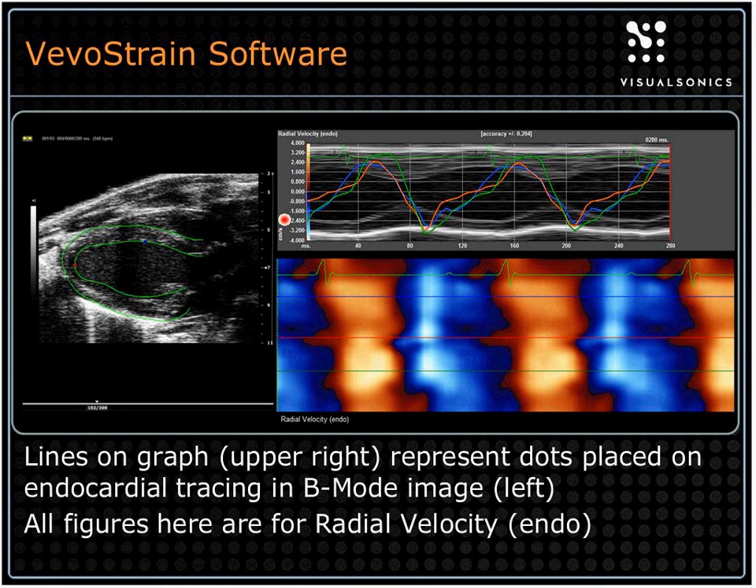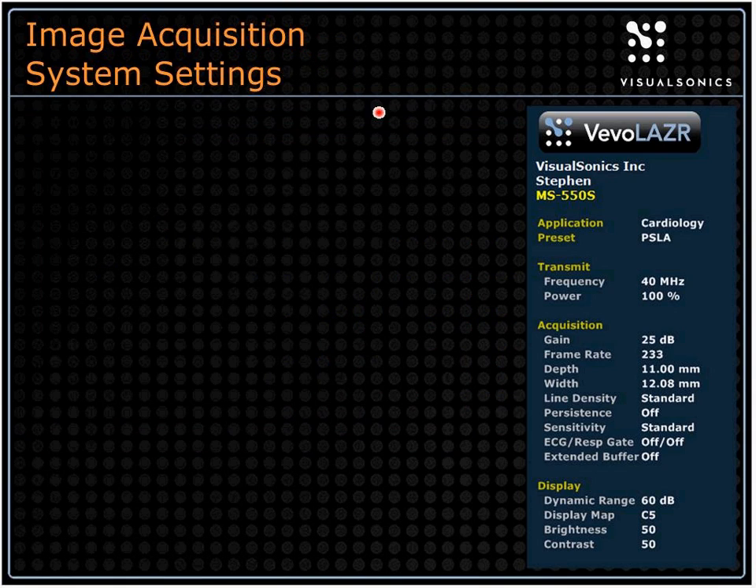I'll show more of the basic Vevo software and some of the basic measurements first, just to answer some of the questions. The VevoStrain is what we consider to be a post-capture analysis, and sort of more high-level analysis that allows you to really drill down more deeply into the data.